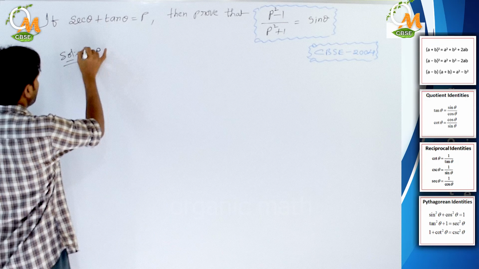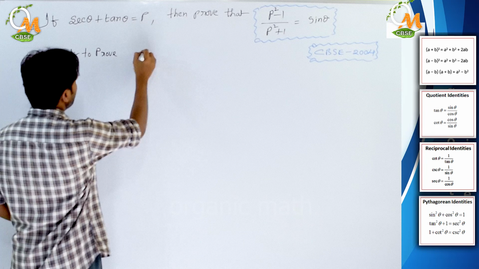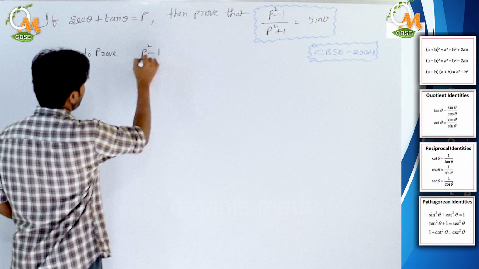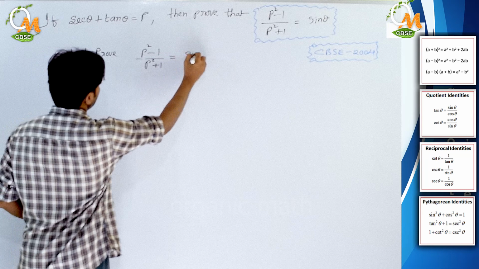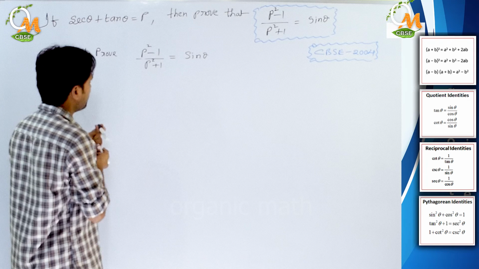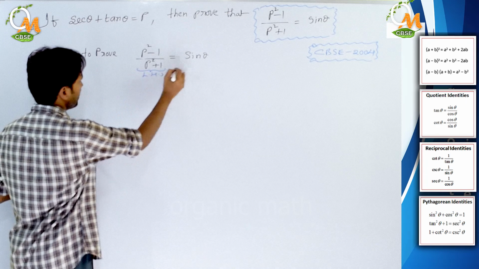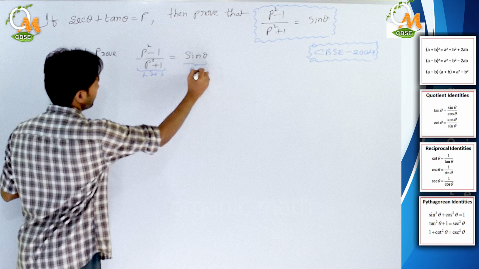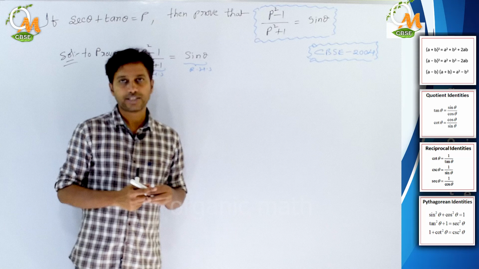Okay, we need to prove (p square minus 1) by (p square plus 1) equal to sin theta, right? We need to show this. So in this, consider this as LHS part, and this would be what? RHS. So we need to take LHS part and we need to obtain RHS part as usual.